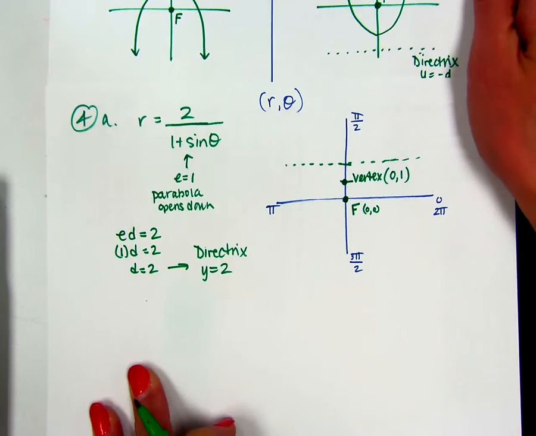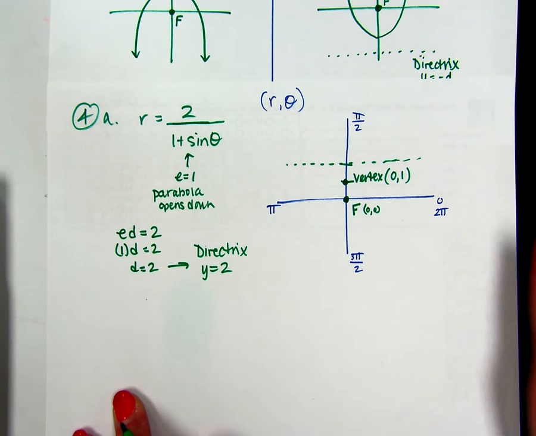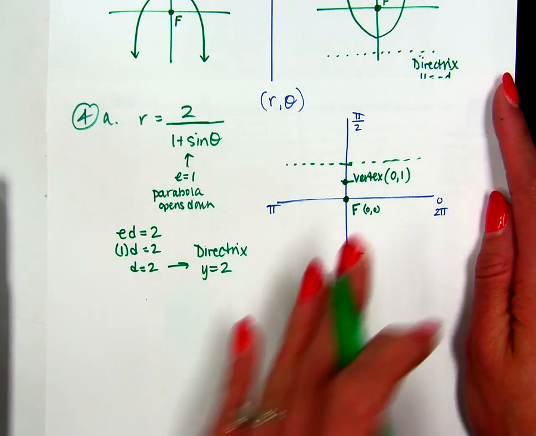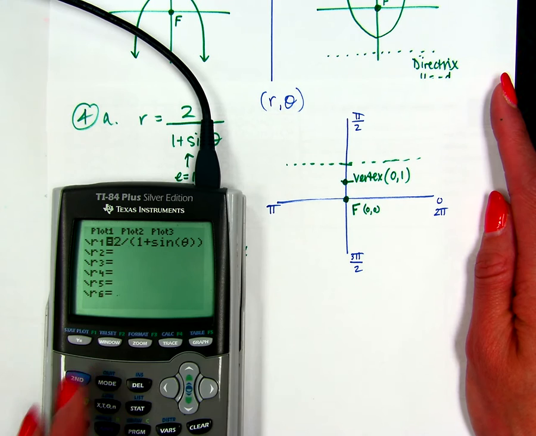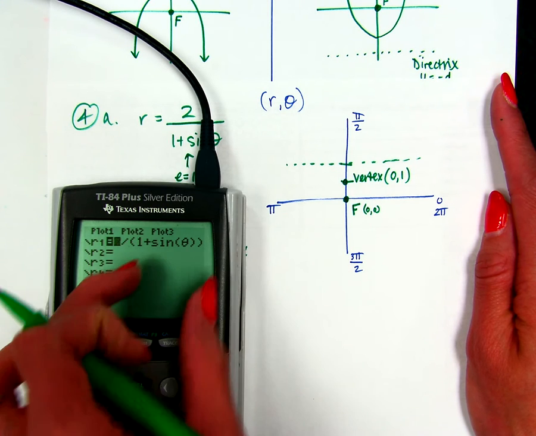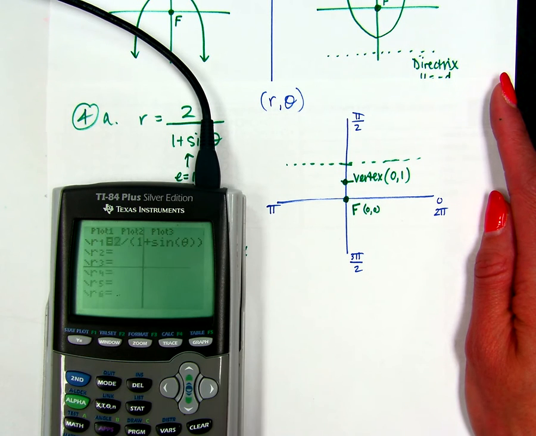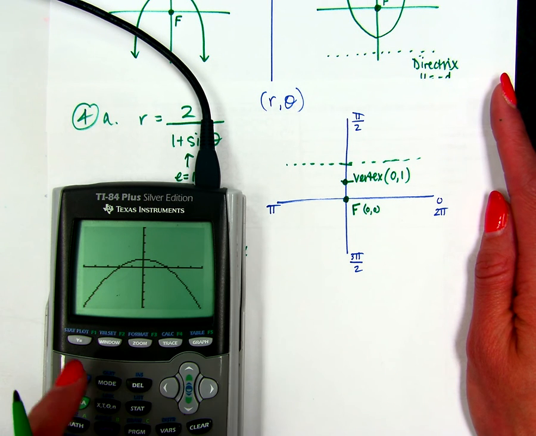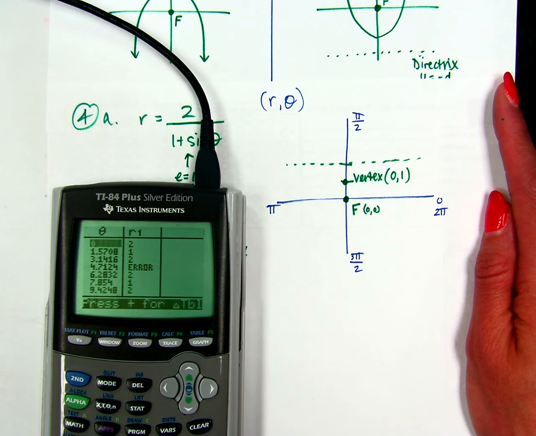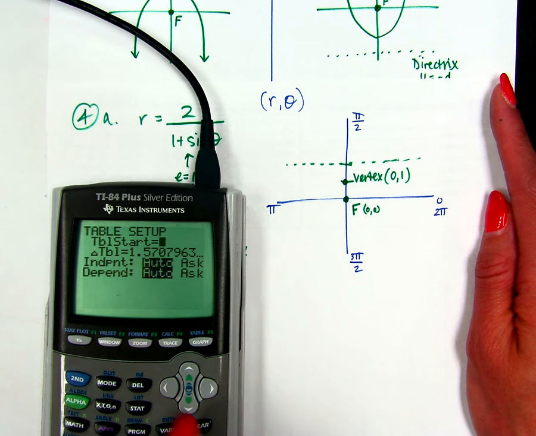Now we're going to graph it a little bit in polar and a little bit in rectangular form. So we're going to put the equation in our calculator, which we have here. 2 over 1 plus sine theta. Notice I grouped the bottom. All right, and then we're going to graph it. So there's our parabola opening down. Right? Looks pretty good. And if we go to our table of values, now in order to make this table set up, I had it start at 0 and it counted by pi over 2. That's what this 1.57 is.